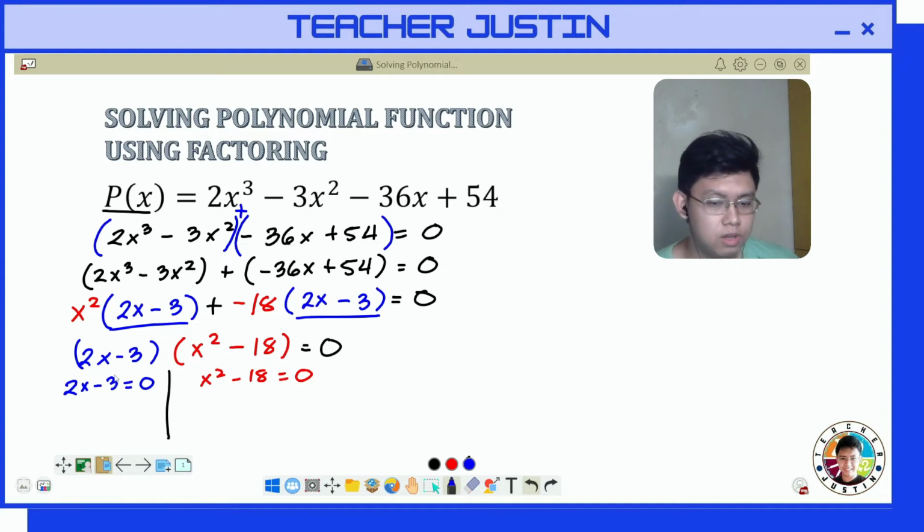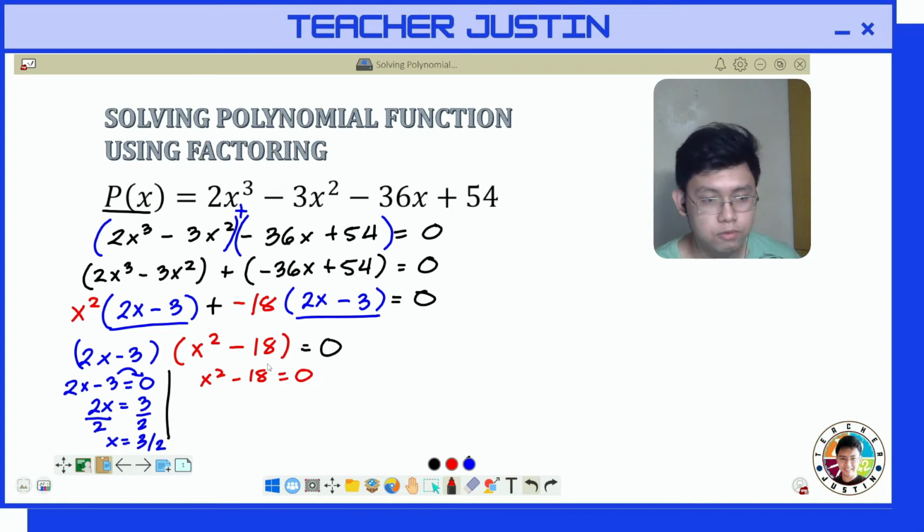Let's start with the first equation, 2x minus 3 is equal to 0. So transpose negative 3 to the other side, changing the sign, we will have 2x is equal to 3. Then, let's divide both sides by 2, giving us the value of x, which is 3 over 2. Now, let's proceed to our second equation.